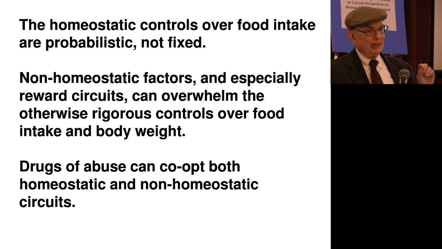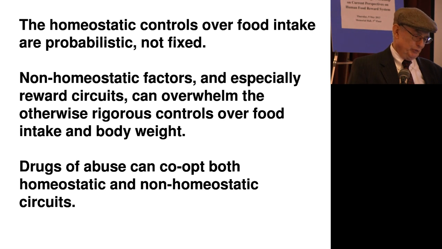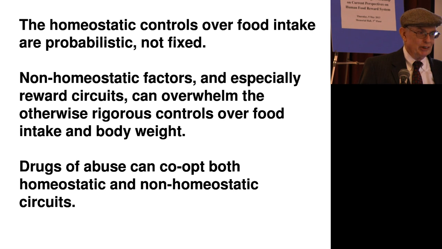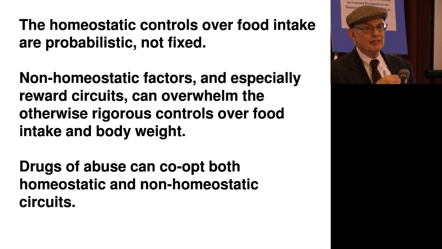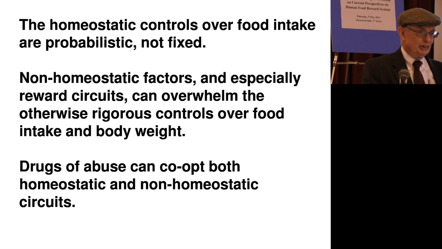The data on humans and animals that there's good regulation comes from, in animals, we take a rat or a mouse and we put it in a small cage, and it's like living in a closet with a refrigerator in there. It can eat whenever it wants. There's no social interaction. There's no stress. There's none of the things that influence your life and mine. And yeah, you get good evidence of regulation.